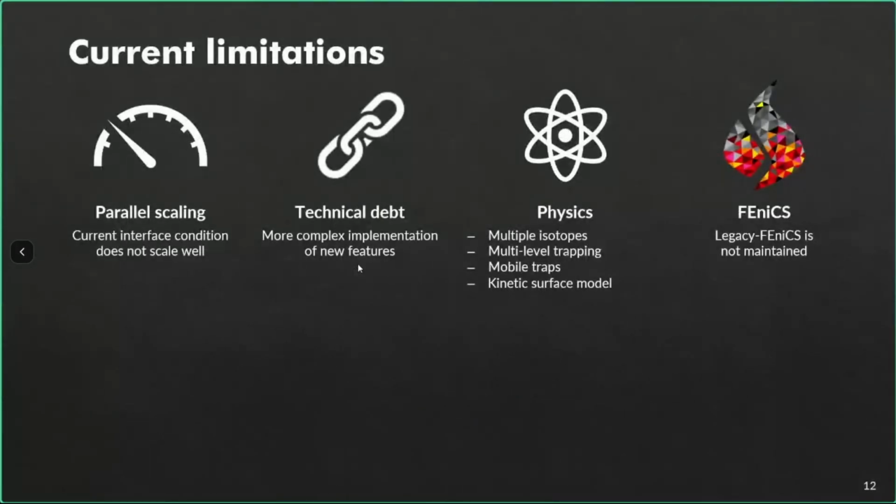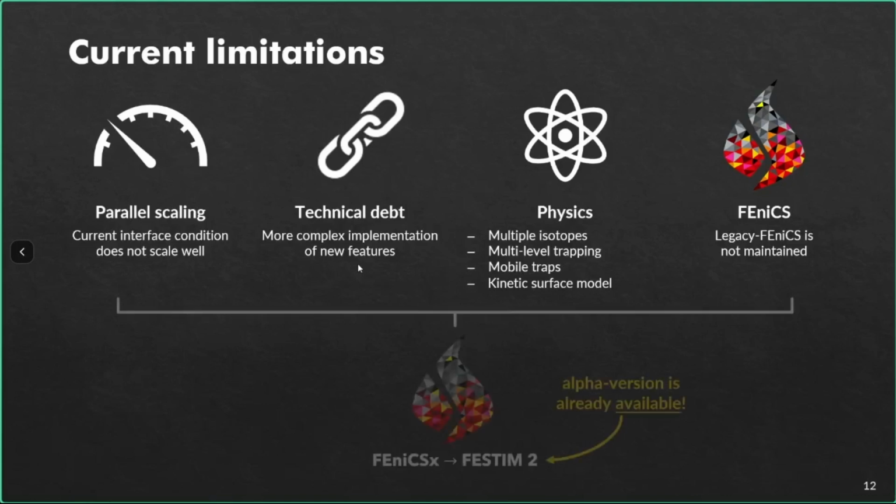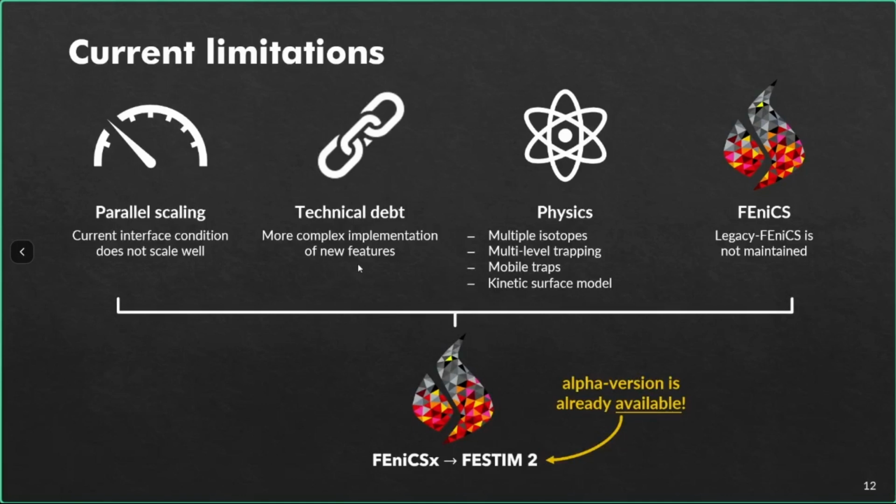Overall, the current stable version of FESTIM has a wide functionality, but it also has several limitations, such as poor parallel scaling and some technical debt, making it more and more difficult to implement new features. Some physics is missing, such as multi-level trapping in defect sites, and the main issue is that legacy FEniCS is not maintained anymore. However, all of these issues will be resolved in the upcoming major release of FESTIM 2, which is based on the up-to-date version of FEniCSx.